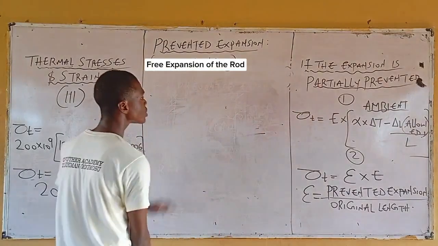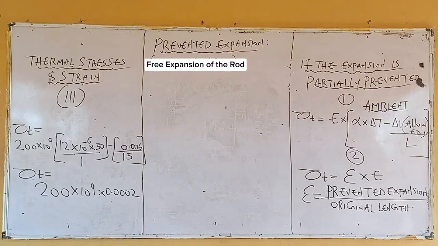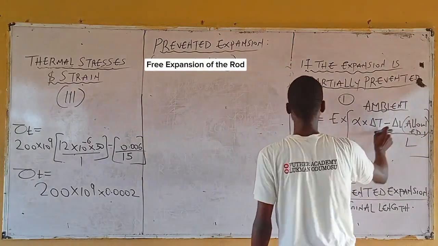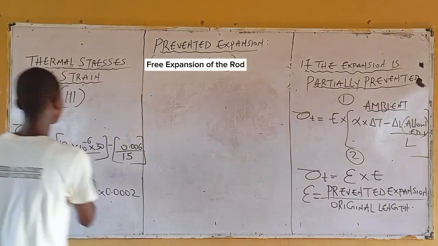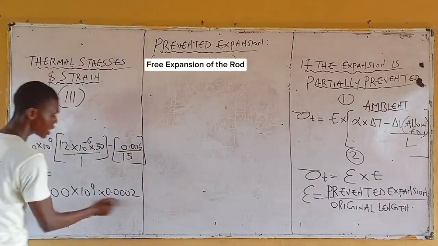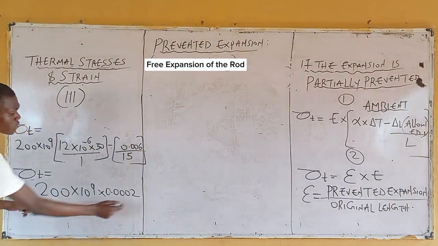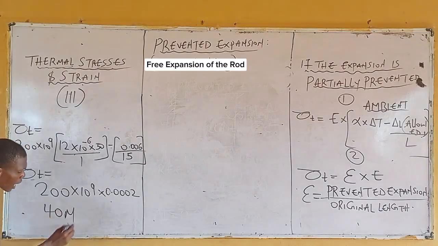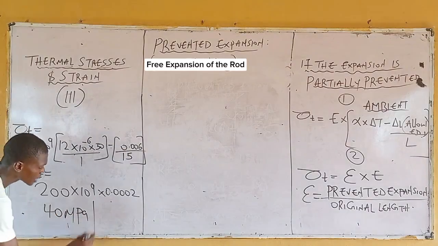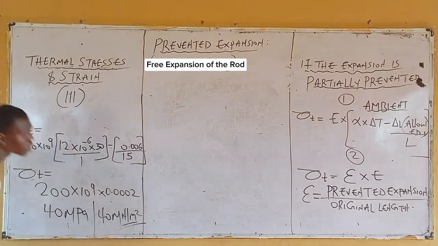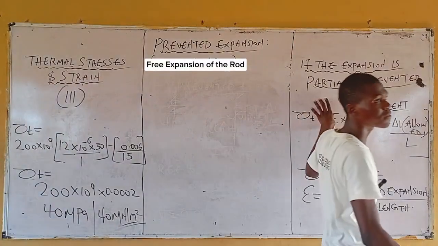Now we said partially prevented, right? So by partially prevented, you are making use of this formula. Change the multiplication to negative. So by the time you substitute all your values, get the value of this, get the value of this, subtract, you must get this. Now the product of this and this will give you 40 megapascal, meaning that 40 mega Newton per meter square. This is when you use the first method, or the first formula.